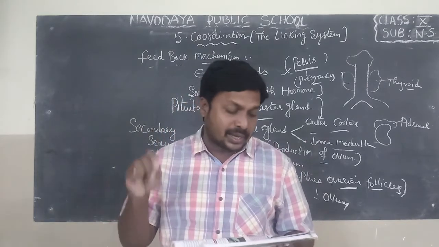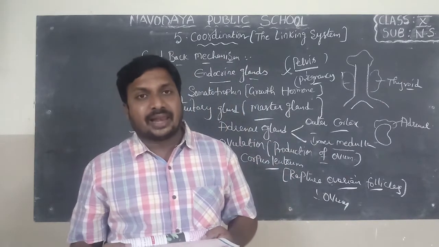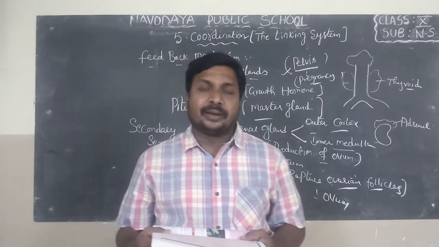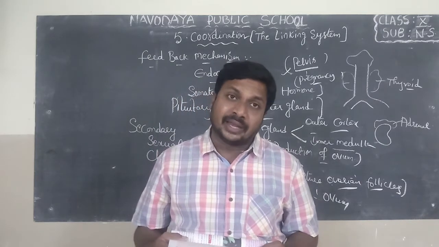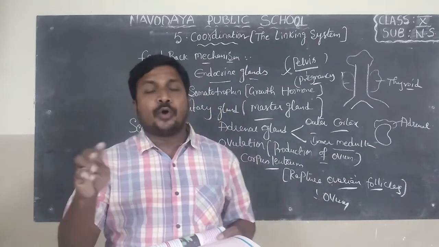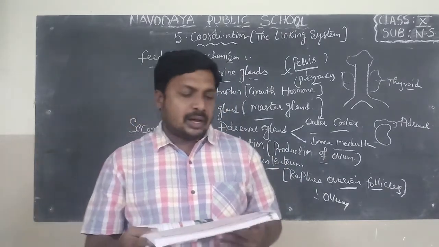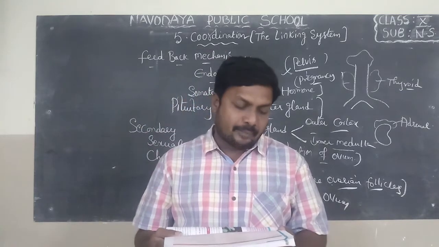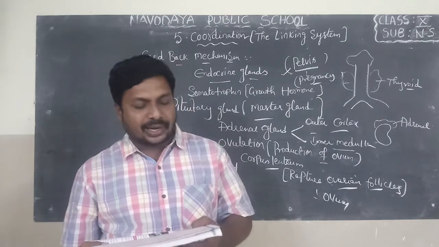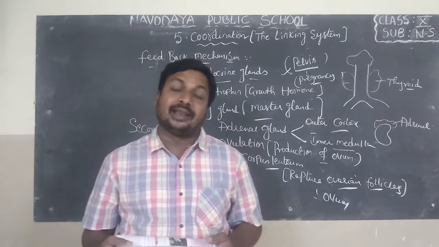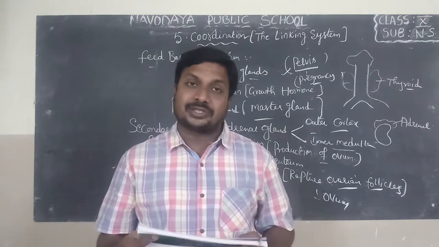If you observe in males, we can find a gland known as the testis. Testis is the gland which is present only in males, and ovary is the gland present only in females. So 4 glands are present in males, 4 glands are present in females. Pituitary gland, thyroid gland, adrenal gland, and ovary are present in females. Pituitary gland, thyroid gland, testis and adrenal gland are present in males. So this is about the endocrine glands table.